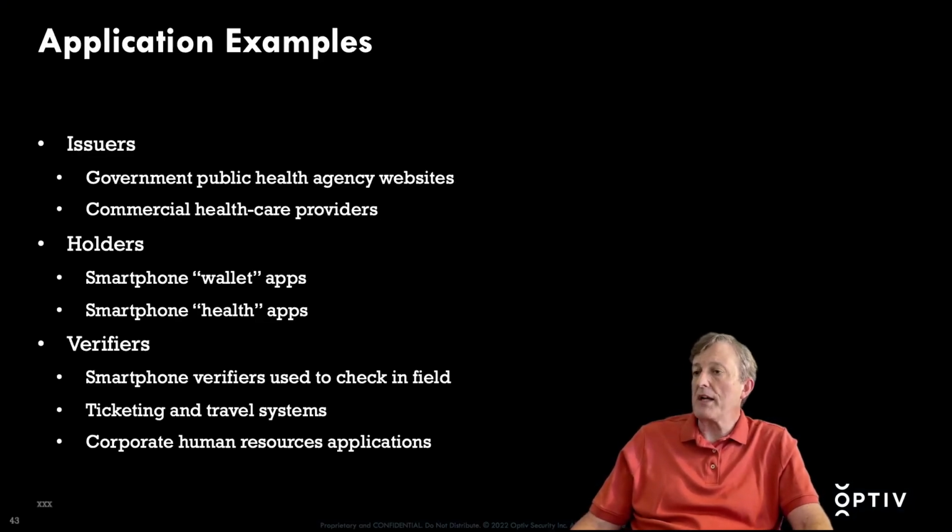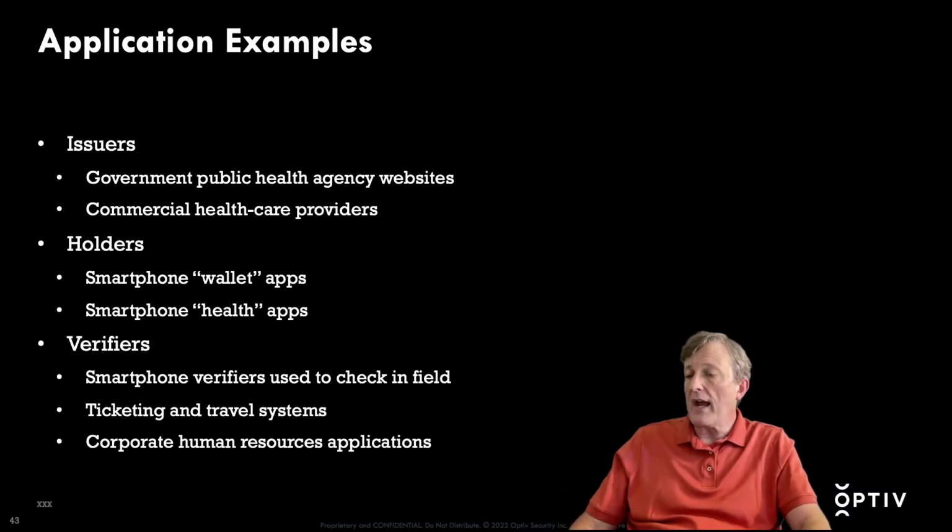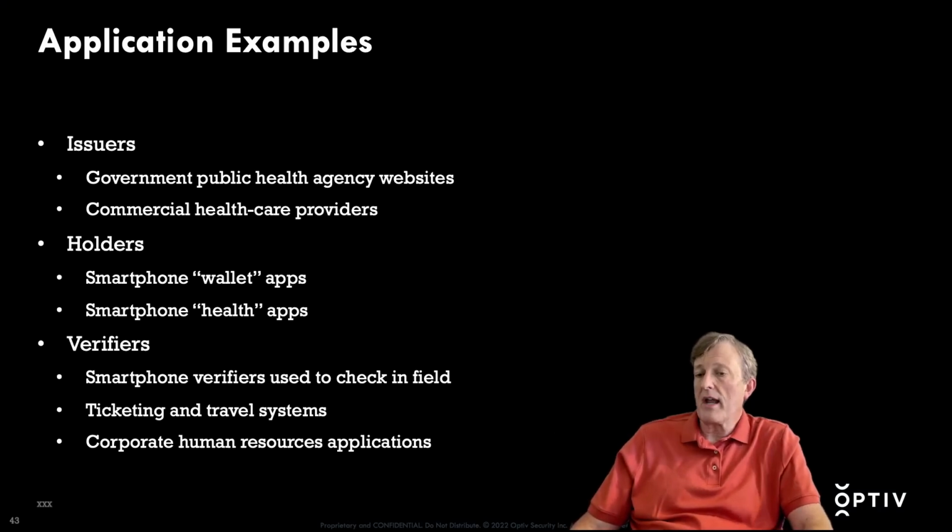There are all sorts of applications that you might be testing that might have this, right? Issuers could be government, public health agency websites, healthcare providers. There's all sorts of smartphone apps that would hold a smart health card, right? And might be attacked using a weirdly formatted one. Verifiers, there are smartphone versions of that, but ticketing and travel systems, corporate human resources applications, there are all sorts of applications that you might be testing that would have smart health card code in them.